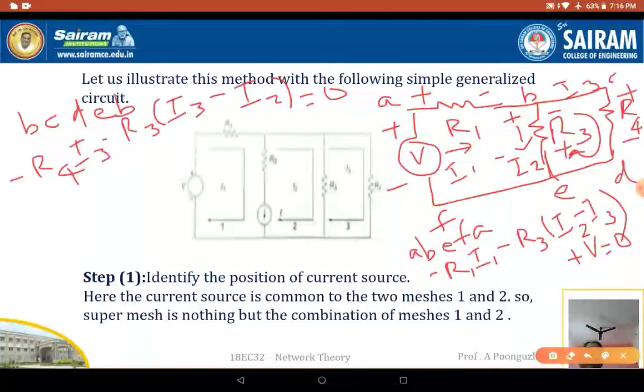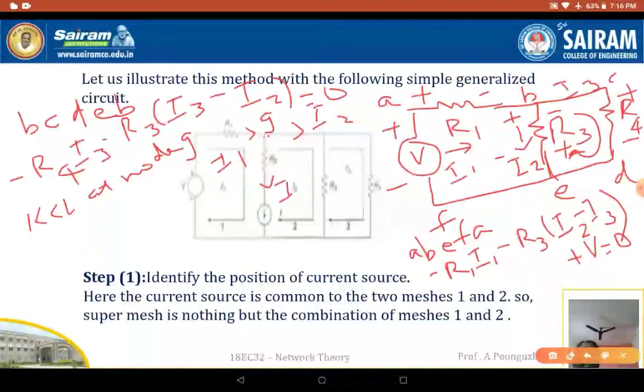Next, coming to this point, where the current enters. I take this as node F, and this as node G. The current flowing through this branch is I1, the current through this is the current source I, and here it is I2. Now apply KCL at node G.